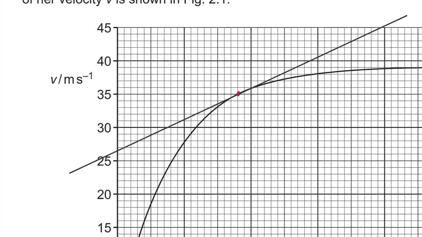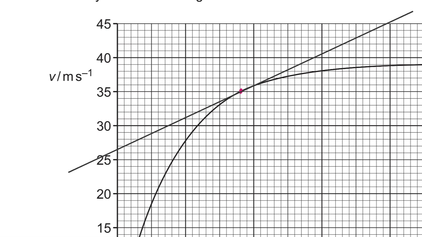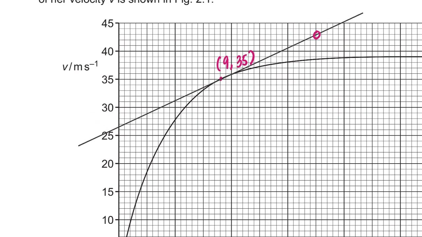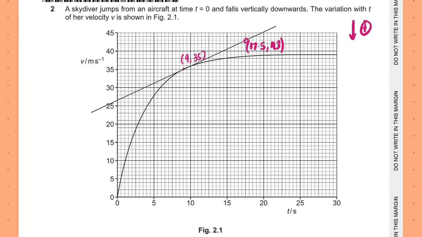So we just need 2 points on this tangent. One of these can obviously be this one right here, which is 9, 35. And then I need another one, right? For the other one, let's pick this one. So the y coordinate is 43. And let's see what the x coordinate is. So that's right in the middle, that's 17.5, 43. Right, and then I just need to use the gradient formula y2 minus y1 over x2 minus x1.